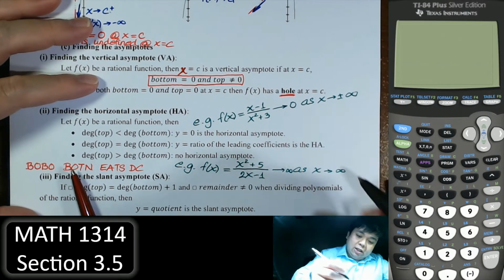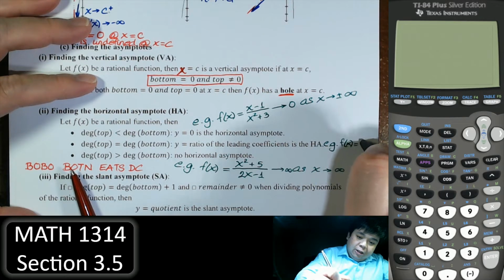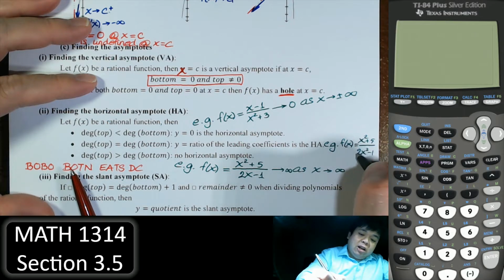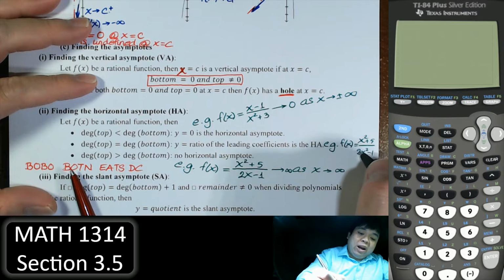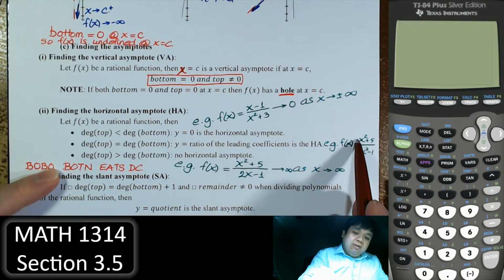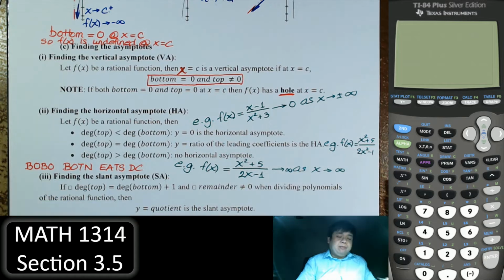Right. So let's say if we have x squared plus 5 over 2x squared minus 1, when the exponents are the same, x squared and x squared, just divide the leading coefficients. So in this case, we have 1/2. So once again, bigger on the bottom, y equal to 0. Bigger on the top, there's none. Exponents are the same, divide the leading coefficients. In this case, we have 1/2.